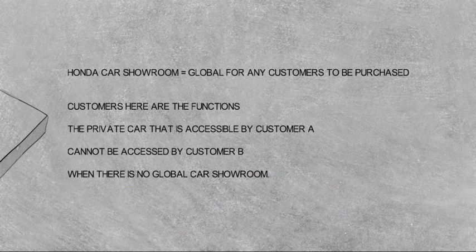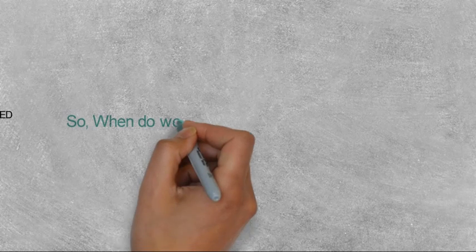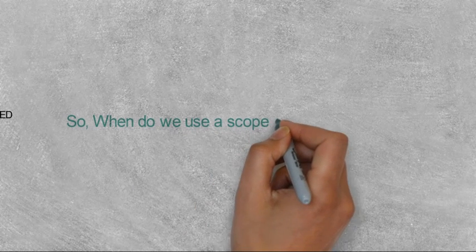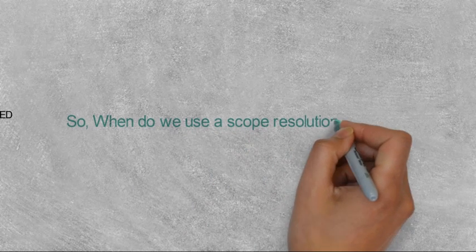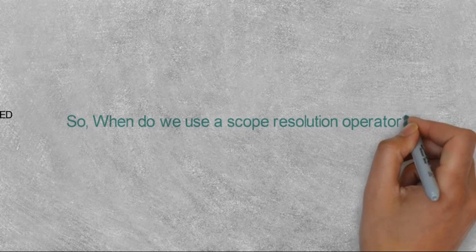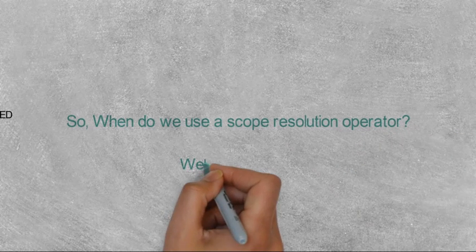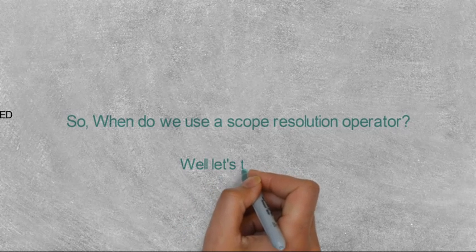So when customer A buys the car from the showroom, customer B cannot take that car from customer A because it's customer A's property. I repeat, customer A cannot take customer B's car, right? Unless there is a showroom for both of the customers to purchase from. So when do we exactly use a scope resolution operator? Well, the answer to this question is, let's try it.